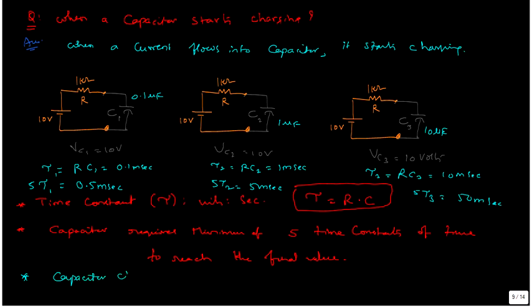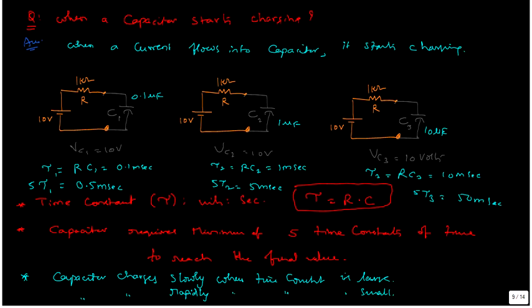The capacitor charges slowly when the time constant is large. Otherwise, the capacitor charges rapidly, that means fast, when the time constant is small. That's what we have seen from this example.